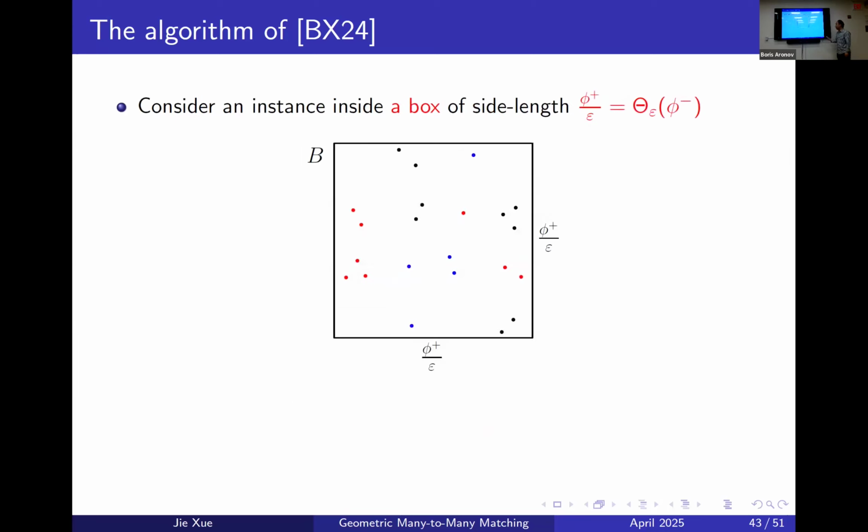Okay, so now we reduce to the case where we want to solve the problem inside a small cell whose side length is phi plus over epsilon. Again, inside it you have colored points, and you want some edges to cover some of these points, and for the other points you pay the penalty. So this is the problem. Now notice that the side length here, because your phi plus and phi minus are similar to each other, you can understand it as some function of epsilon times phi minus as well.